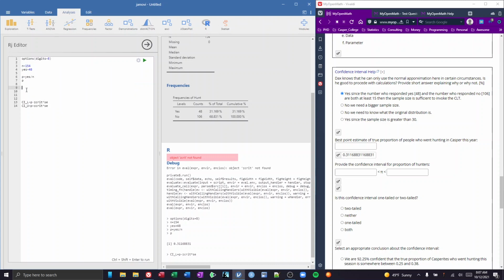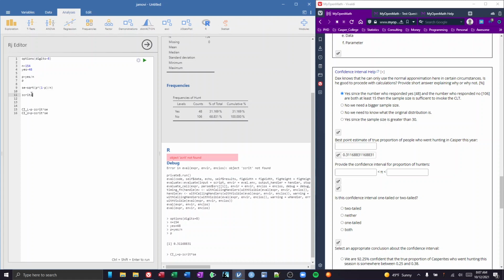Okay, so we need a couple more things. We need our standard error. Let's get our standard error. And the standard error is just going to be equal to the square root of P times 1 minus P divided by N. That gives us our standard error. And now we just need our Z-crit.